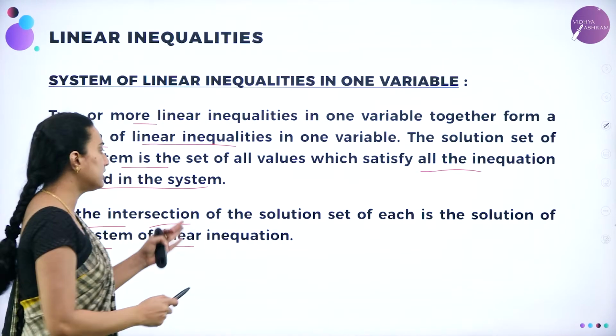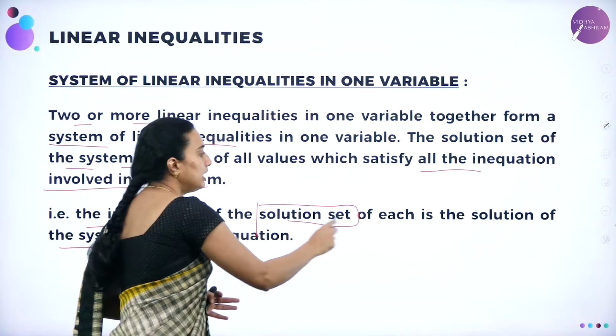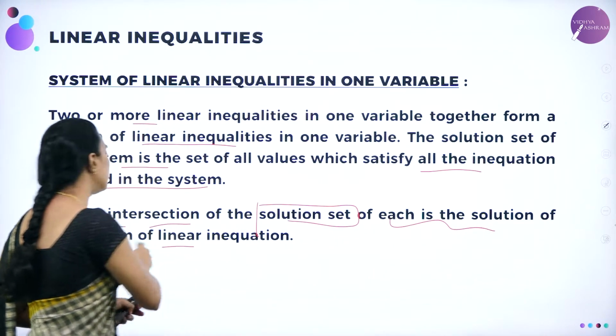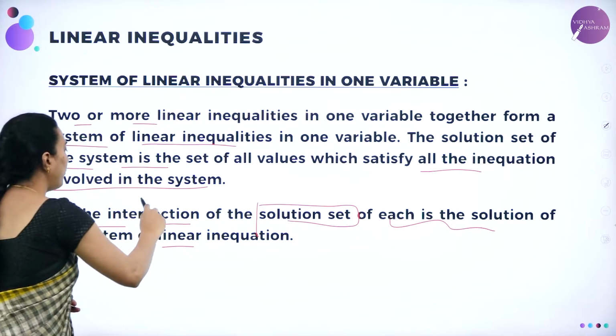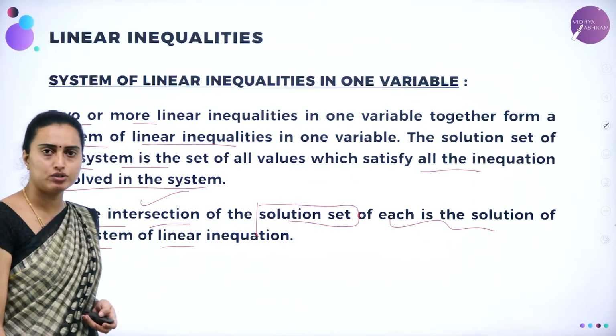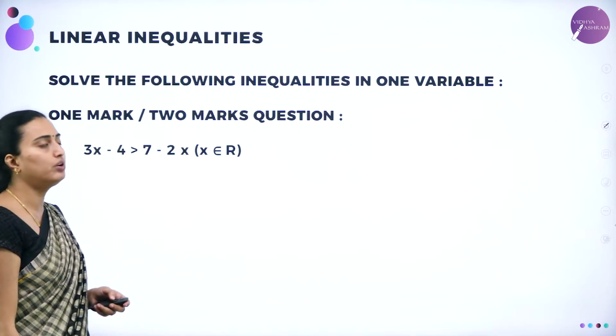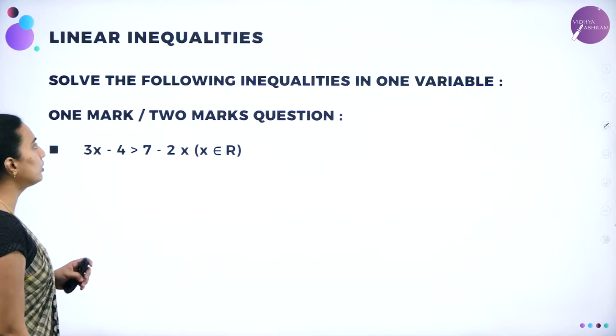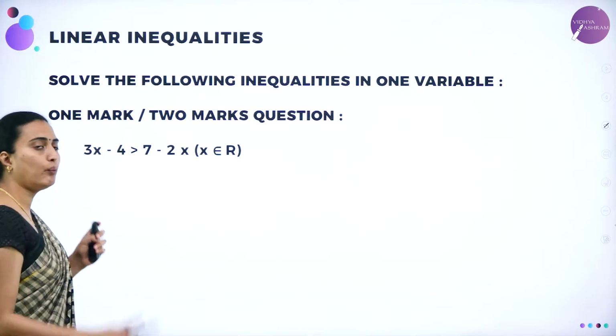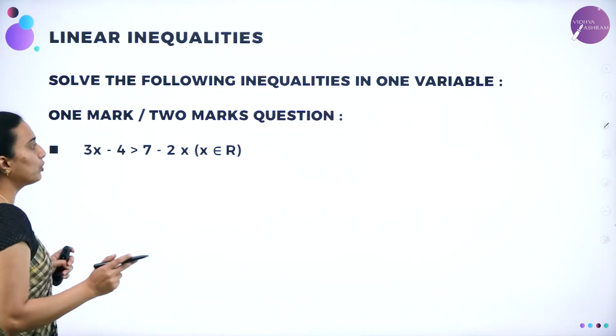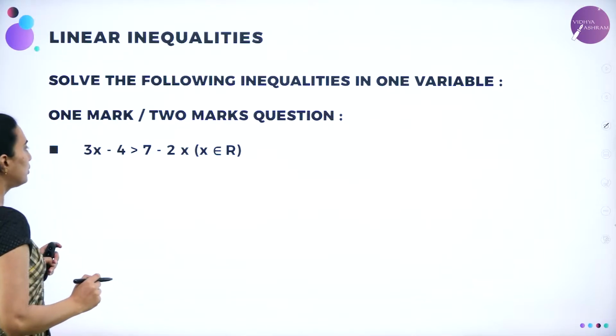What have they given? The solution set is nothing but the solution of each of the linear inequations in the system. What? The point of intersection. Understood? So you need to note this down. Now we'll be moving on to solving the following inequalities in one variable. They have asked 1 or 2 mark questions. Here let me do this problem.